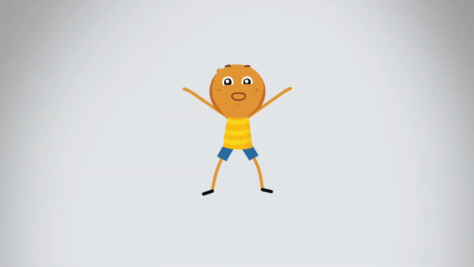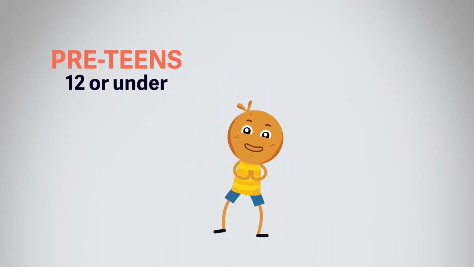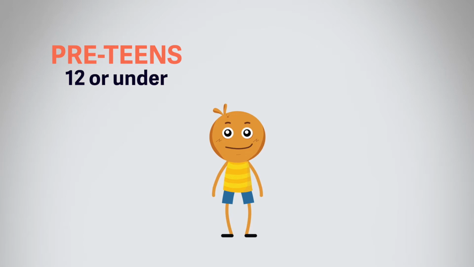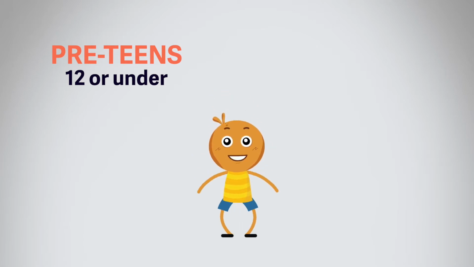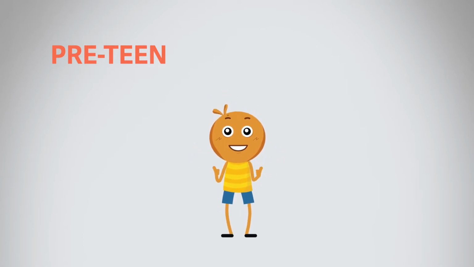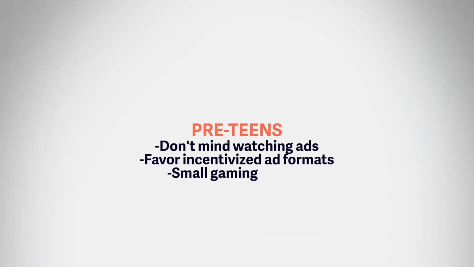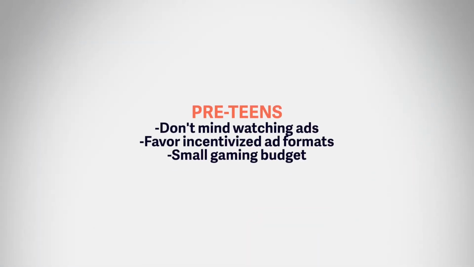The first group is the preteens groups, a player base that we typically define as 12 or under. Typically, the preteens audience don't mind watching ads inside of a game, especially if it's an incentivized ad format which allows them to get some kind of in-game reward out of the ad experience. From an IAP monetization perspective though, preteen player audiences tend to have a low threshold or gaming budget that they're able to spend consistently on games.